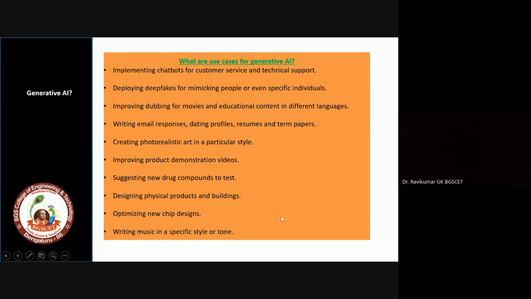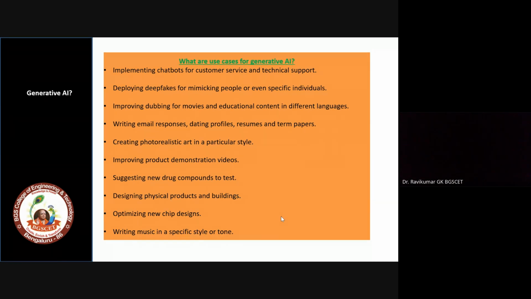Next, you can write music in a specific style or tone. Nowadays, earlier when song recording used to go, they used to go to the studio and they had to sing whatever the musician told them. Nowadays, all those things are taken up by generative AI. Just one song can be sung in one style, and that can go with different types of tone and rhythm. These are some use cases for generative AI one can use in various applications.